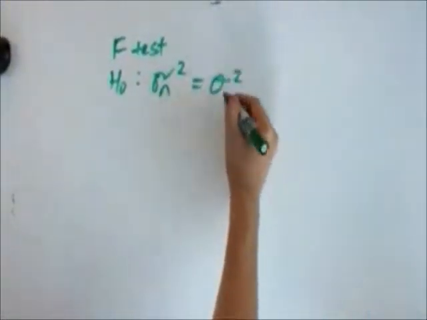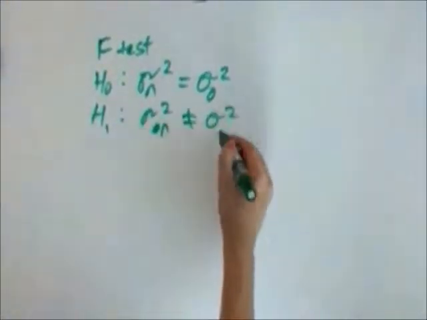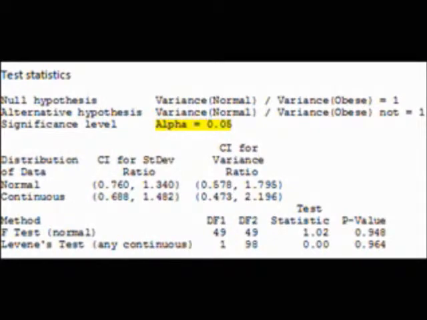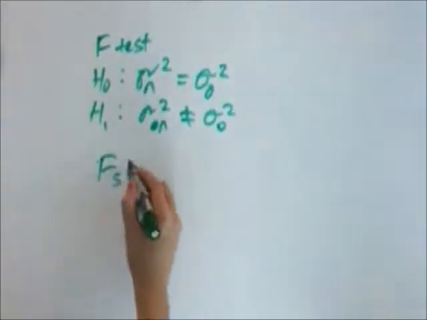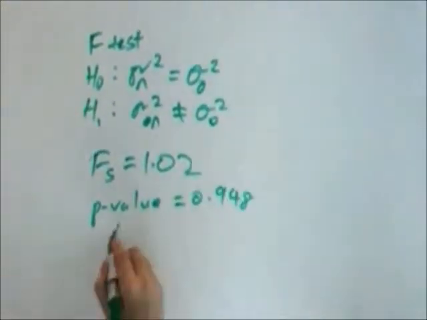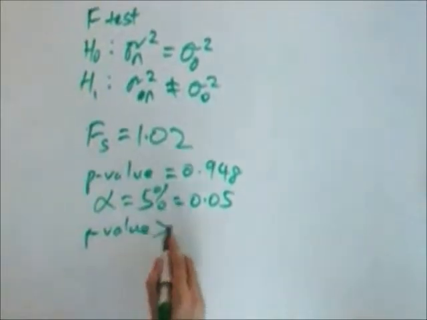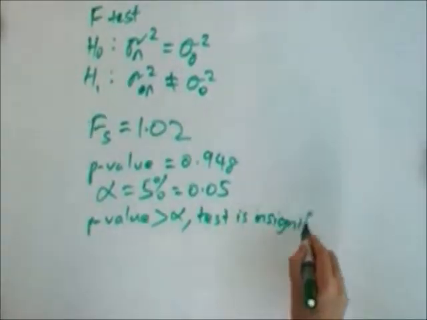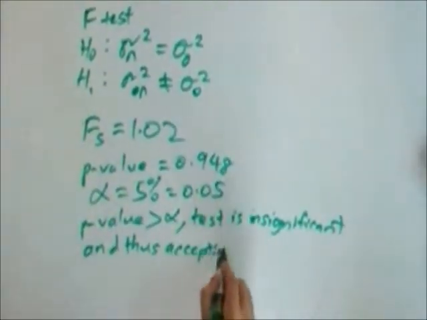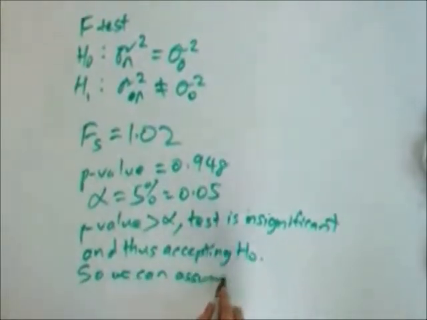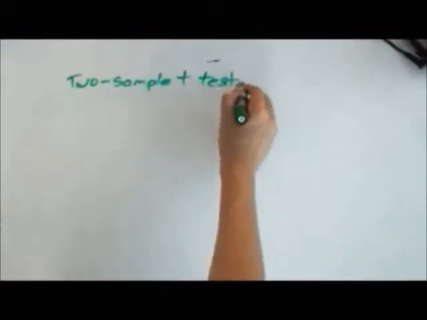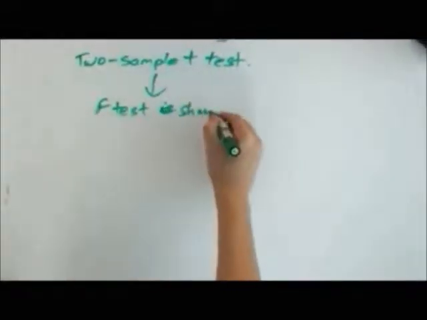We will be using the F-test to test whether the variances are equal. Our test statistic is 1.02, which means the p-value is 0.948, which is greater than our alpha of 0.05, and thus we accept our null hypothesis, as this shows that the test is insignificant and we can safely assume that the variances are equal. For the test on the mean, we will be using a two independent sample design.